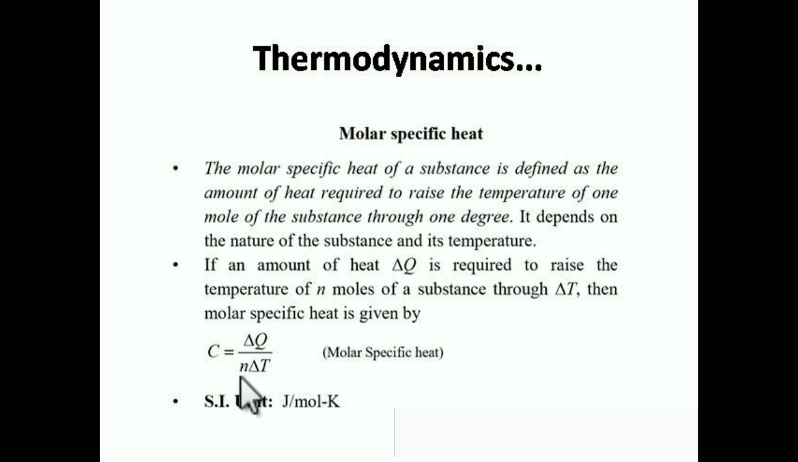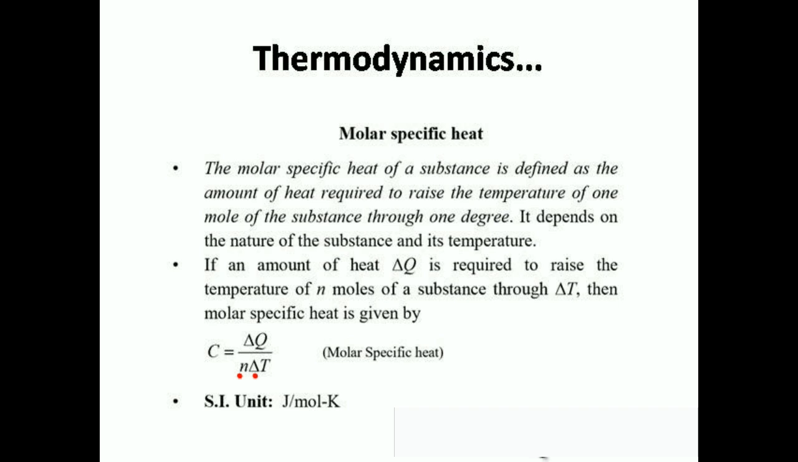So here n is the number of moles. Take n as 1 mole and delta T as 1 unit. That means the amount of heat required to raise 1 mole of a substance by 1 unit of temperature. A simple definition. The unit of this specific heat: delta Q is in joule, n is in mole, and delta T is in Kelvin. If it is a mass specific heat, then here it's mass, m, and in place of mole we have kg.